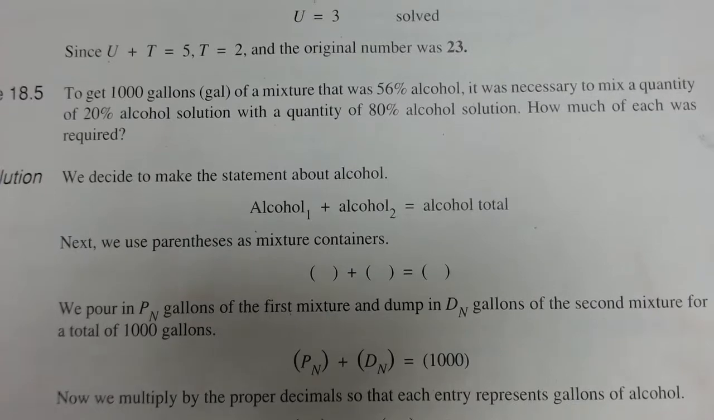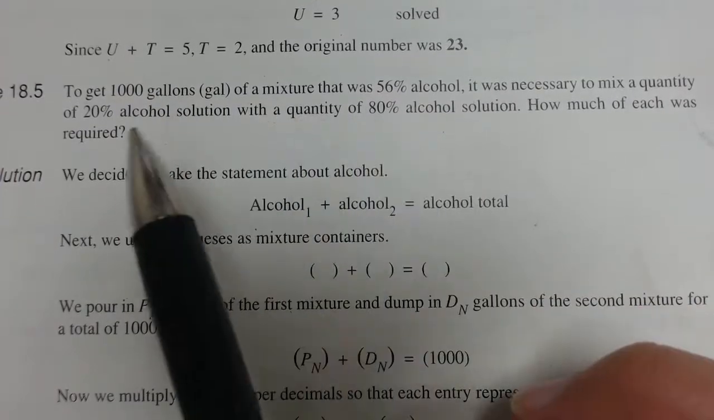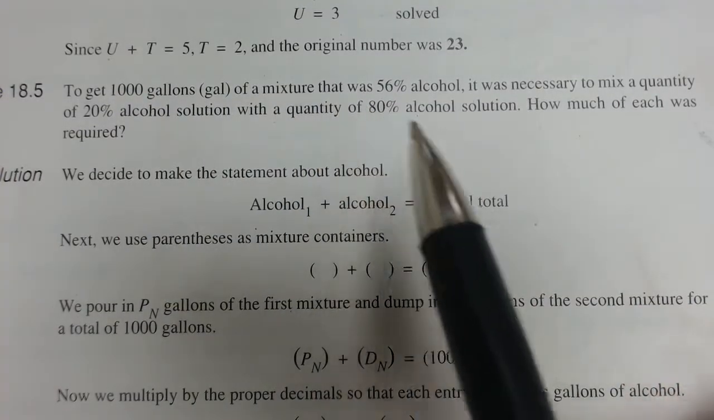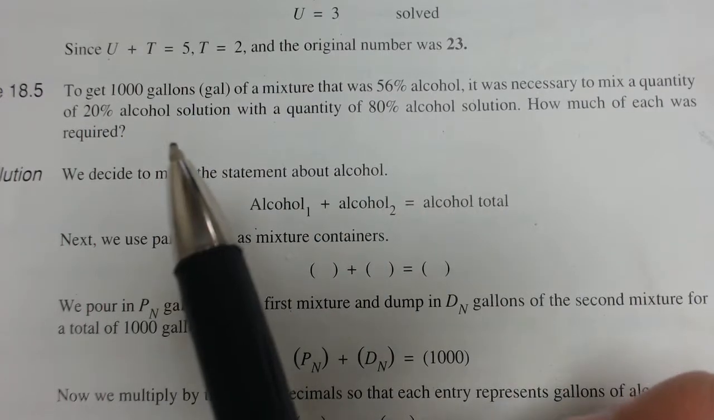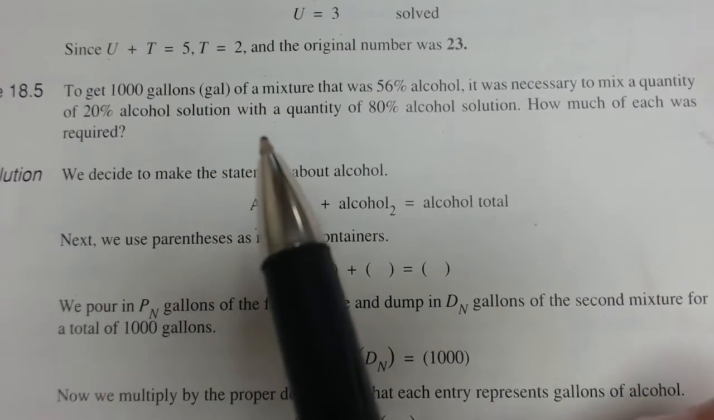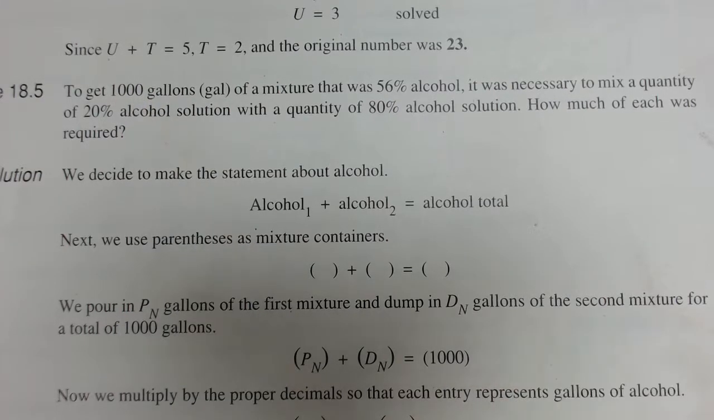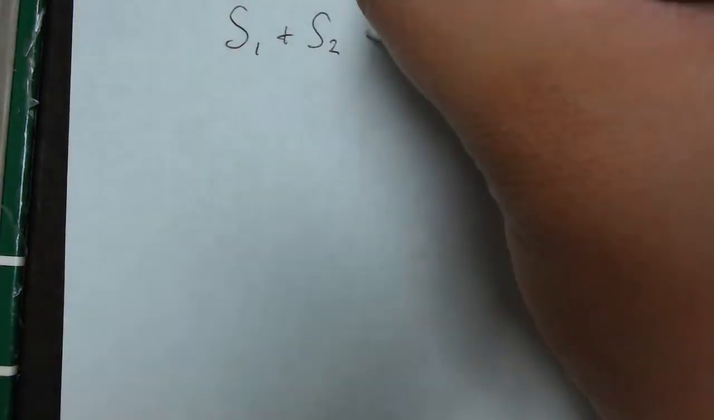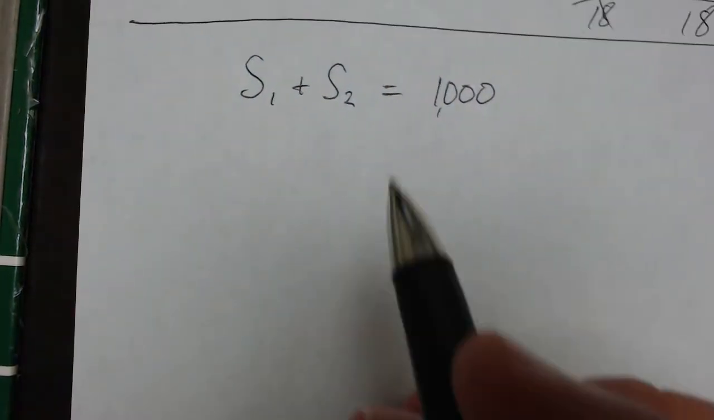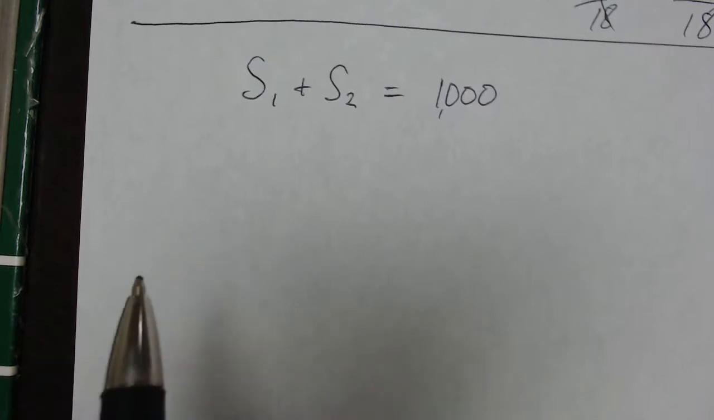So the way we could do this is we're going to add solution 1 plus solution 2 to get a value of 1,000, right? So that's one equation. We could say solution number 1 plus solution number 2 is going to equal 1,000, and that's gallons. So we think of it in terms of volume, and then we'll think of it in terms of percent or value.